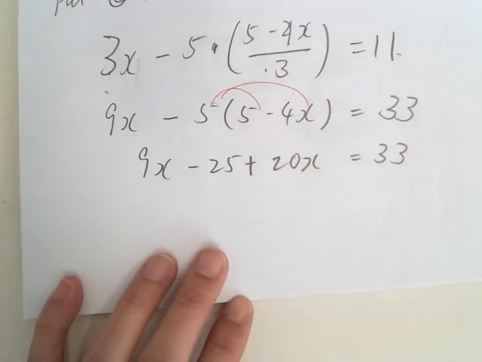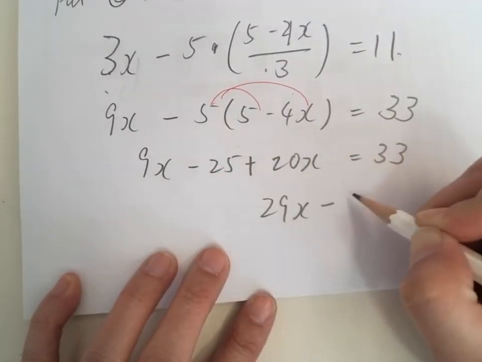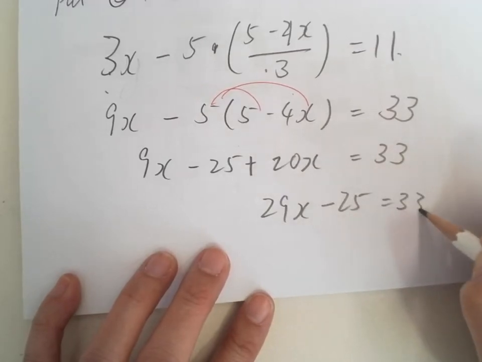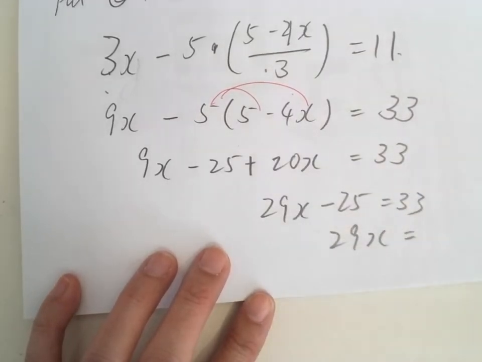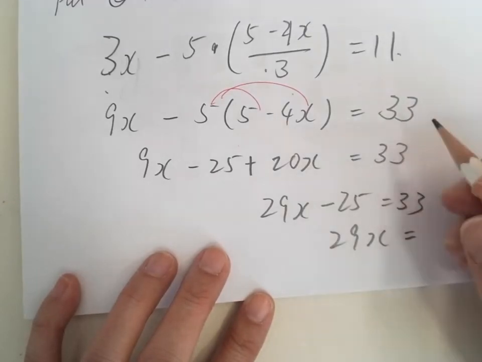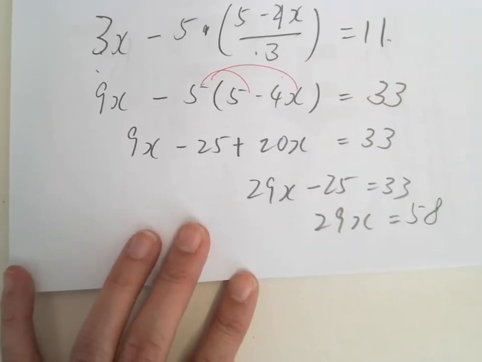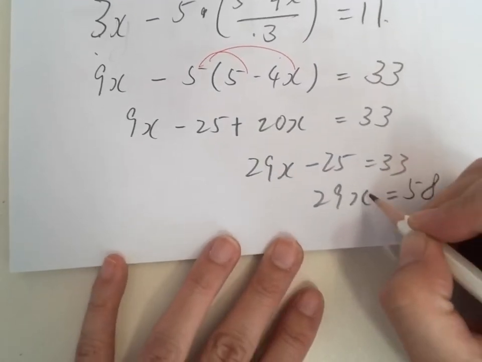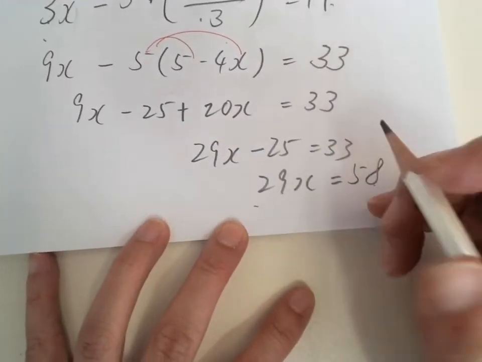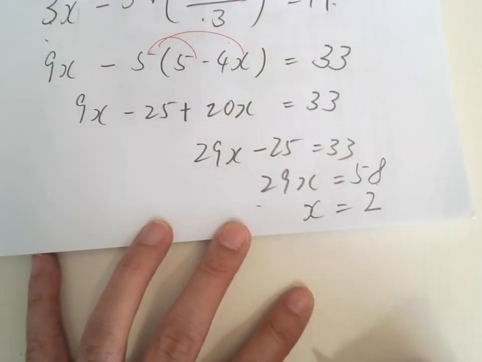Moving on, we continue to do it. We got 29x minus 25 equals 33. 29x equals 58. And then dividing both sides by 29, x equals 2.